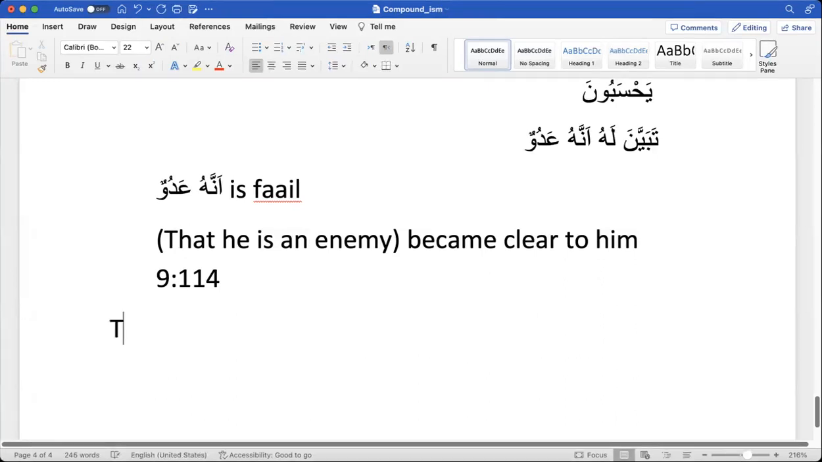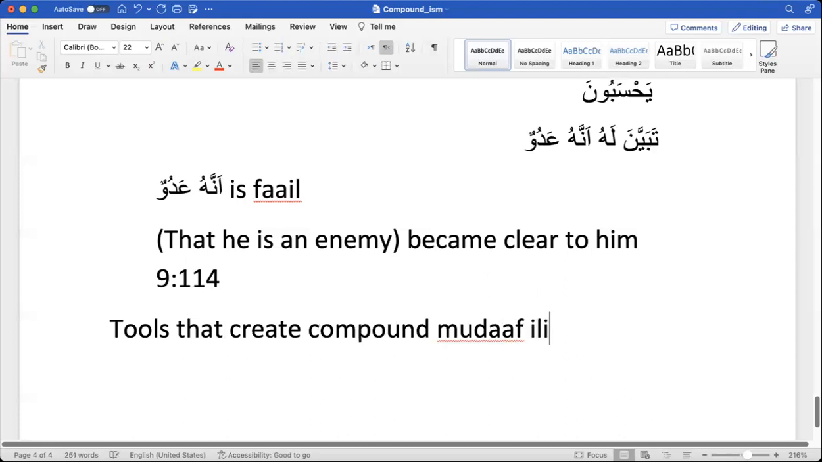But today we'll discuss one more thing: tools that create compound mudaf ilay. Now, what is mudaf ilay? Is it ism or fi'l? Ism, and it has the jarr status. That means these tools also make the following things compound ism, a kind of compound ism. That compound ism is mudaf, becomes mudaf ilay, and it behaves like a mudaf ilay, but it is ism. So again, whenever a jumla ismiya or jumla fi'liya is followed by these tools, those jumlas become compound ism and behave like a mudaf ilay.